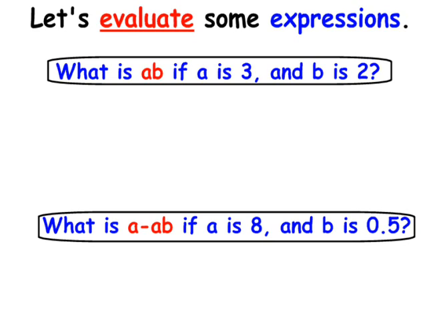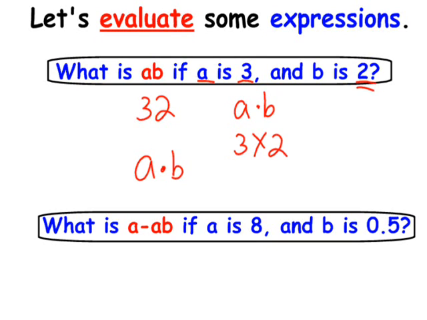It says, what is AB if A is 3 and B is 2? Now what some kids will do, they think, well, they just substitute 3 for A and 2 for B, and the answer is 32. Well, remember, when there's no symbol between two variables, that means you're multiplying. So if we take AB, which is multiplication, and we replace the A with a 3 and the B with a 2, 3 times 2 is 6. AB would be 6 if A is 3 and B is 2.